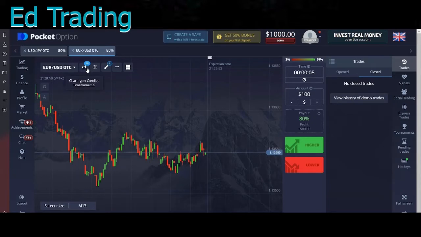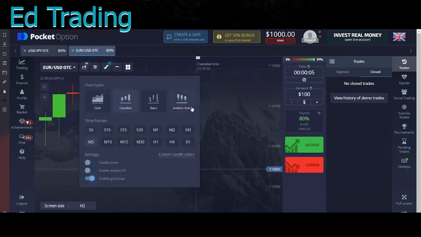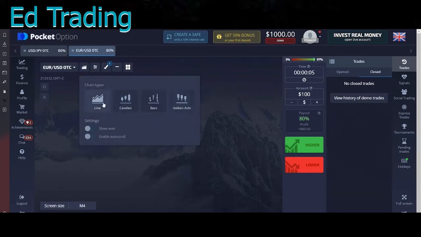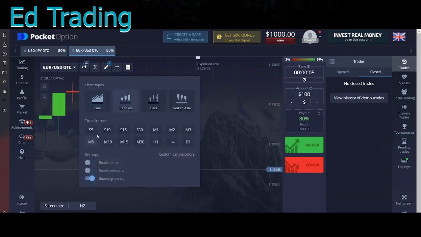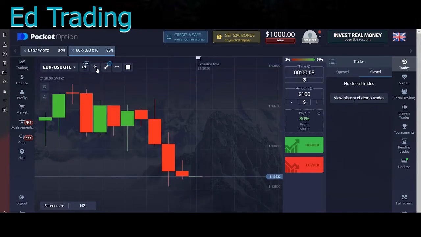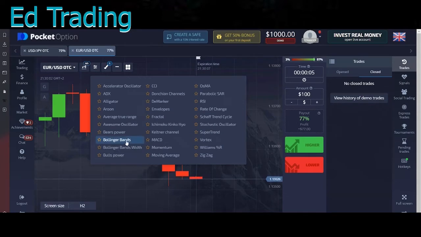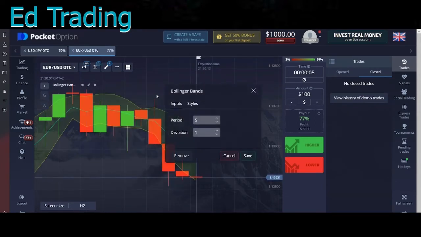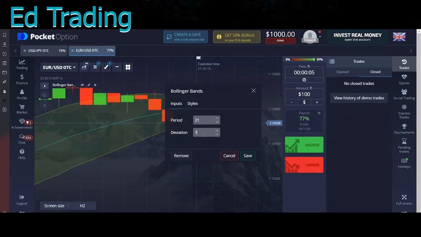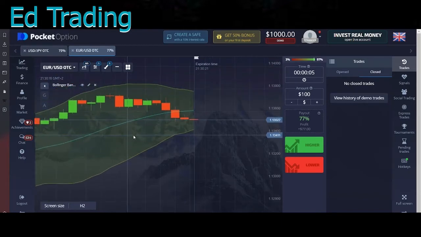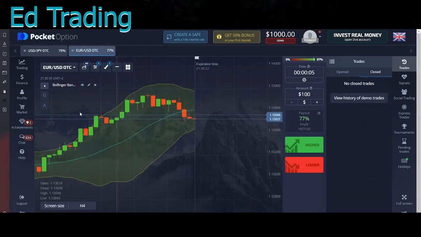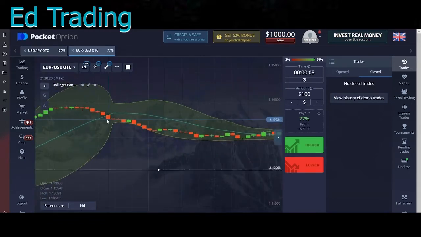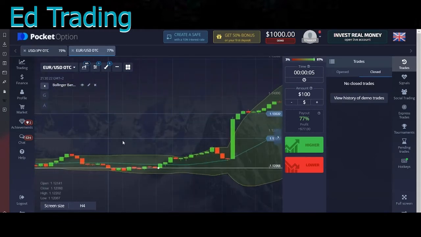So first of all, we'll be changing the candle time to 5 minutes. Then we use the Bollinger Band indicator. Then we change this to 21. Then we change this to 2. So let's go to this morning's trade and see what happened.